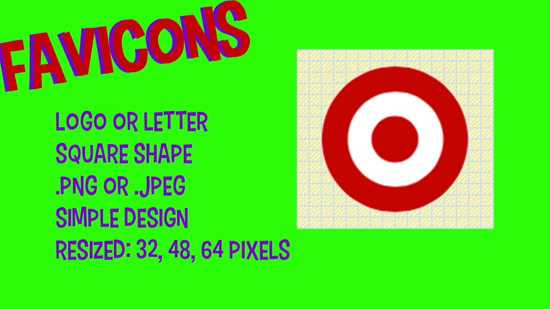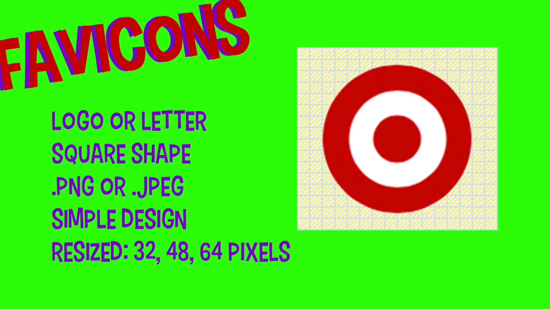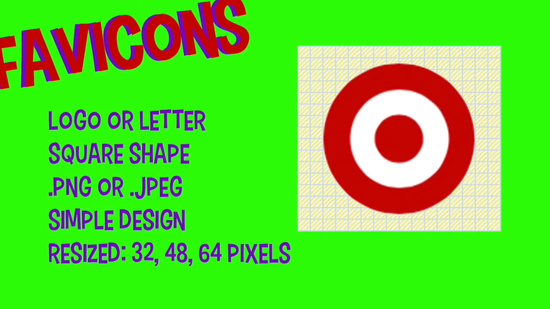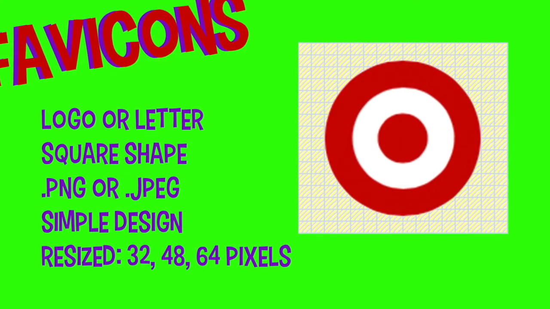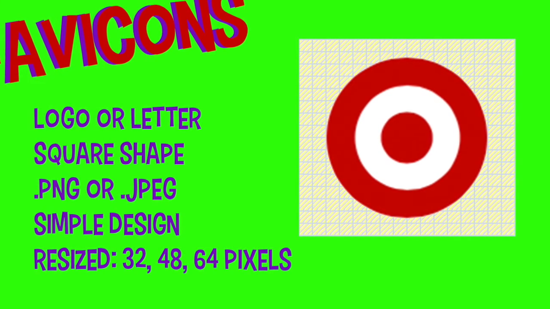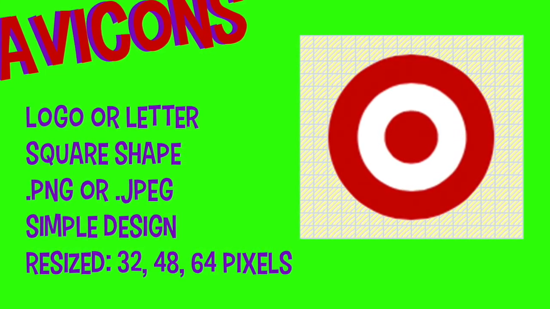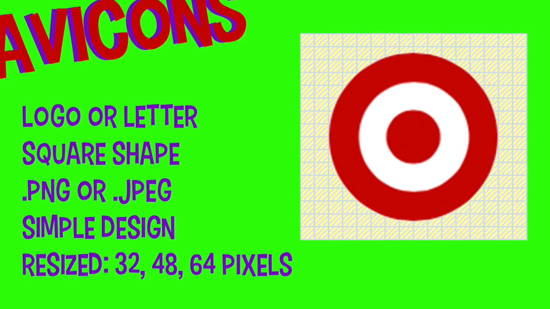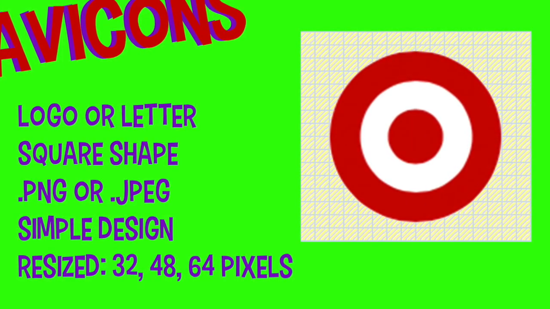Favicons work best with a simple icon, logo, or a letter. It should be square. The file type should be PNG, or you could use JPEG, but it's not as clear. It must have a simple design. The favicon is very small, at most 64 pixels, and you're going to lose clarity if the design is too detailed.